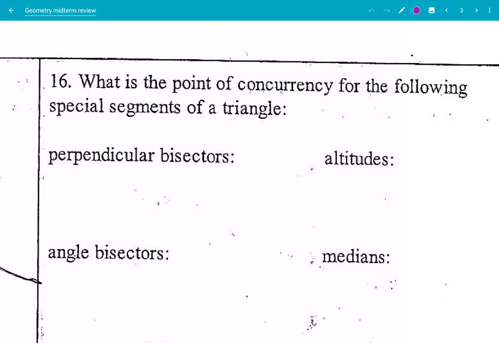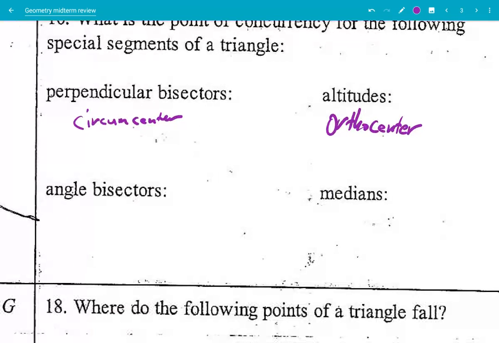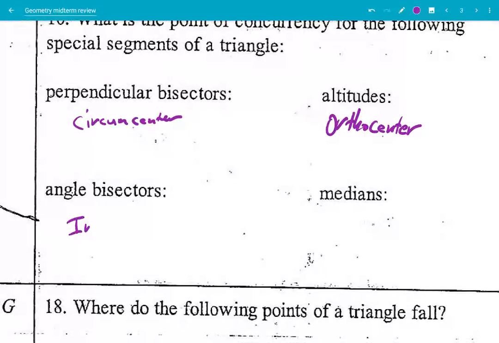Well, remember this? An odd peanut butter cup may contain apple butter instead. So, an odd: altitudes, orthocenter. Orthocenter. The perpendicular bisectors, that's the peanut butter cup: circumcenter. Angle bisectors, that's the apple butter instead. So that is the incenter. And that means the medians, that leaves the centroid.